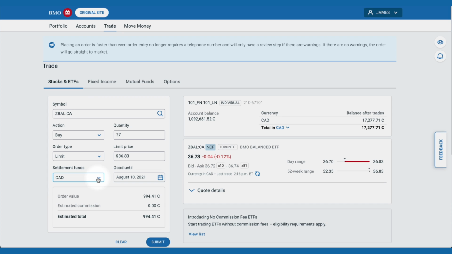We'll keep the settlement funds in Canadian dollars, and the last thing we'll do is choose for how long our order is valid. If our order doesn't get filled today, which could happen if the price goes up past our limit price before we can enter in our trade, we can choose to have the order stand in the hopes of getting it filled in the future. That way, if the price falls back down, we can acquire those shares without having to check back every day and keep placing new orders.